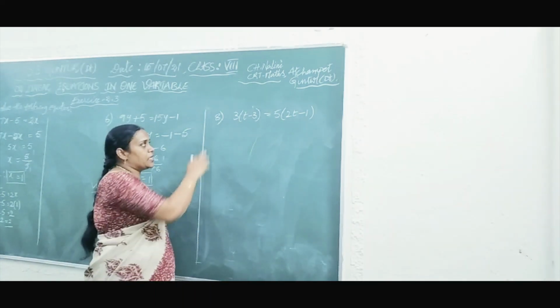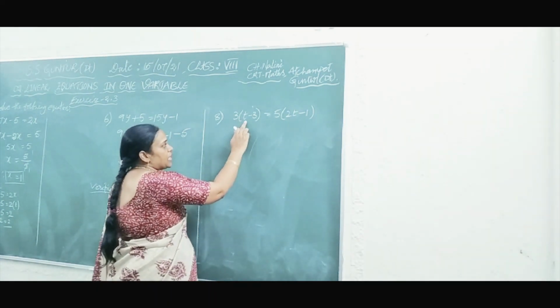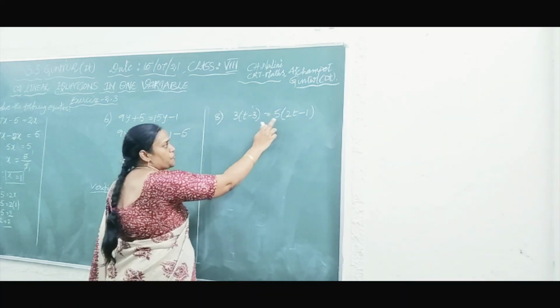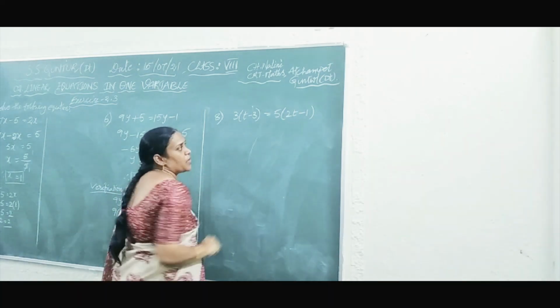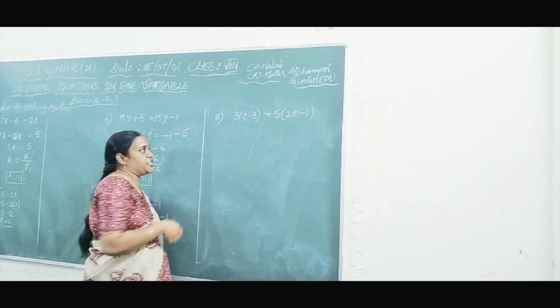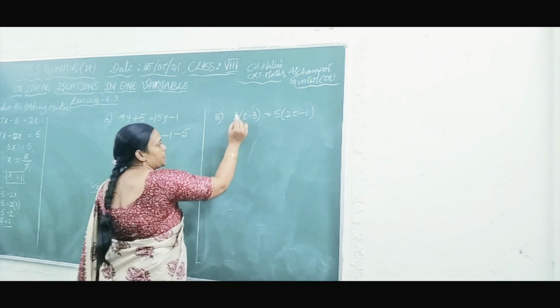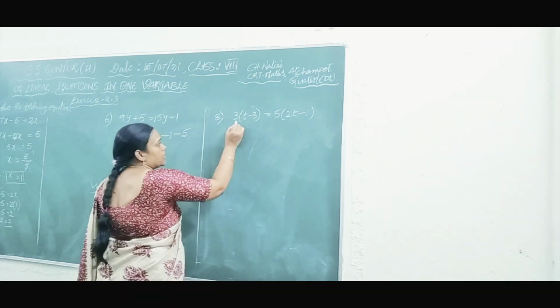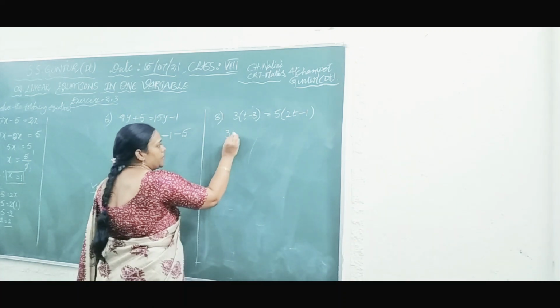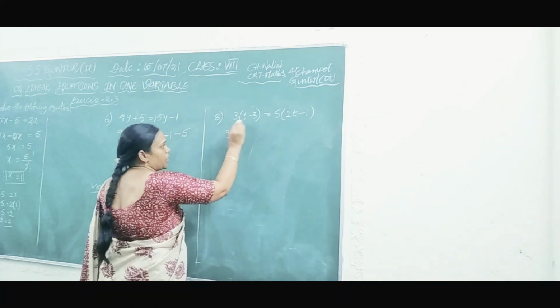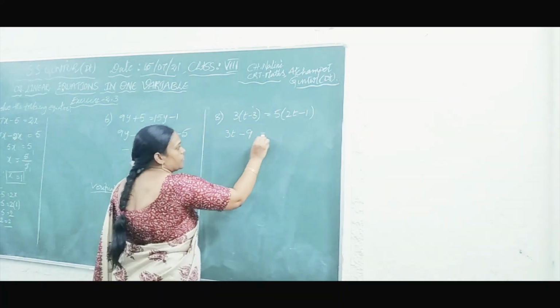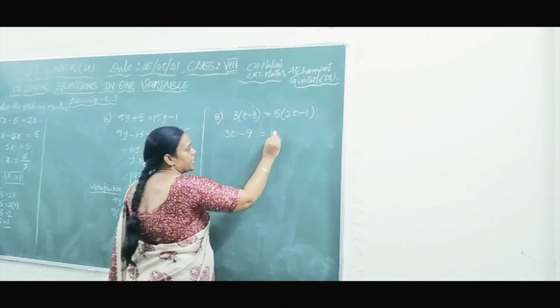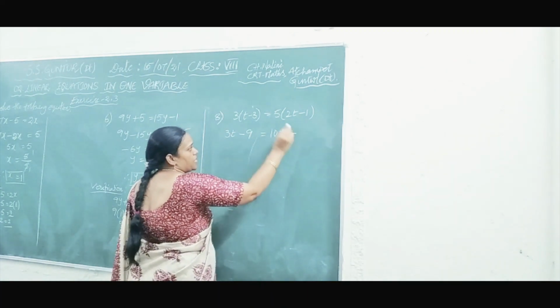3 of t minus 3 is equal to 5 of 2t minus 1. Of means multiplication. So you have to multiply this 3 with these two terms. 3 into t, 3t, minus 3 into 3, 9, is equal to 5 into 2, 10t, minus 5 into 1, 5.